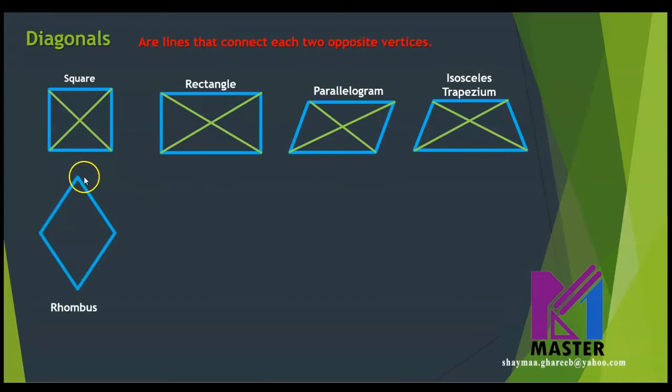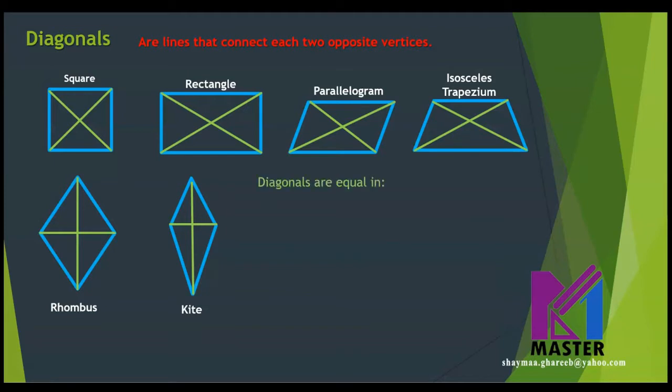The rhombus, this vertex is opposite to this one, and this vertex is opposite to this one. So we have also 2 diagonals. What about the kite? This vertex is opposite to this one, and this vertex is opposite to this one. So we have 2 diagonals. So we can say that all quadrilaterals have 2 diagonals. Is this clear? Now, let's look at these quadrilaterals and check.